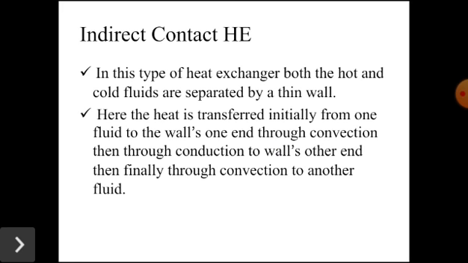Then the other type is the indirect contact heat exchanger. In this type of heat exchanger, the hot and cold fluids are separated by a thin wall. Then consider how heat transfer occurs here. First of all, from one fluid to one side of the wall through the convection process. Convection, what does convection mean?